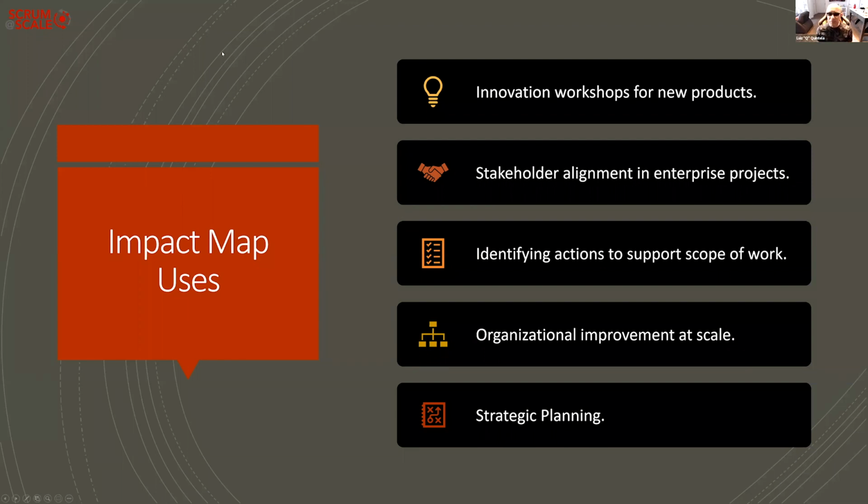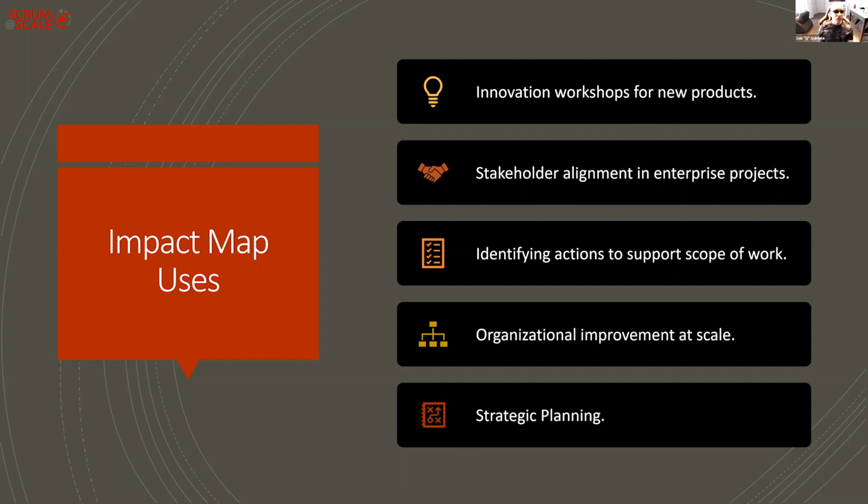How do we use impact maps? Well, I've been using it for many things. Some of the uses: innovation workshops for new products, where we have a goal, and this goal may lead to a new product. I've done that in the past with companies I worked for. We found out that there were product spaces that we didn't think about until we started setting some goals and said, well, there is value in there.